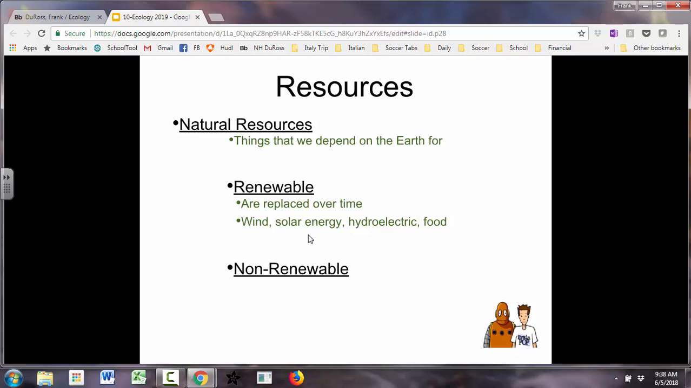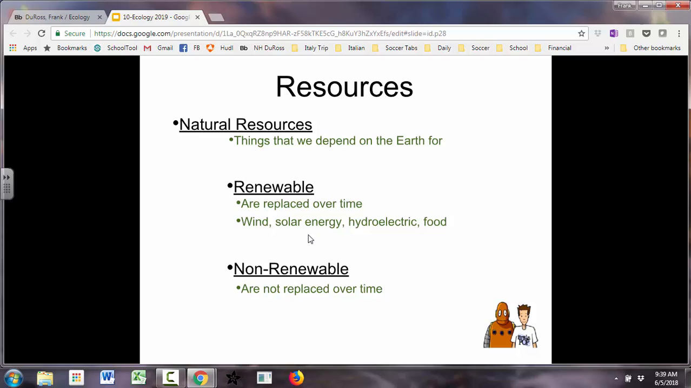So those are renewable resources. At the same time, using wind power in a turbine or solar power in a photovoltaic cell, they don't release pollution. We're not burning anything. So they're non-polluting sources of energy.